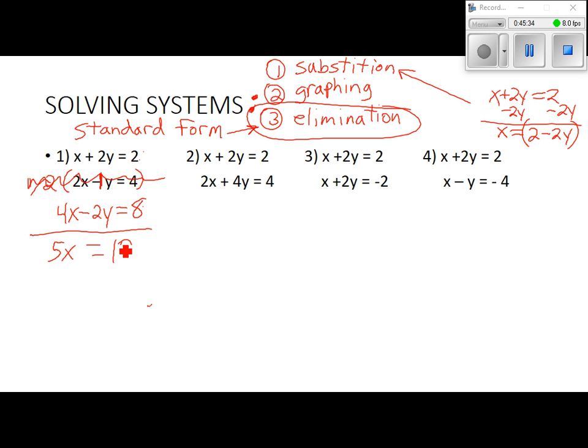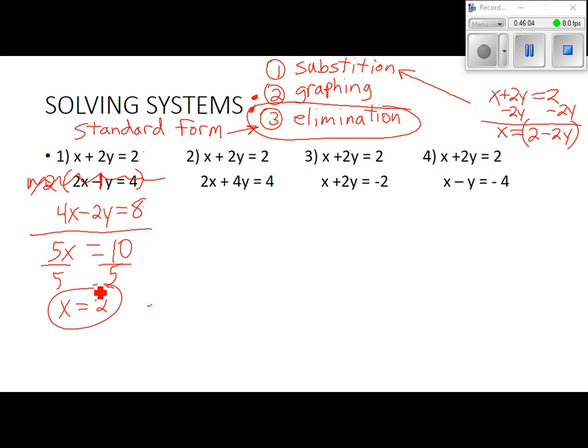What's nice about this new equation that we have? We can solve it. Why? Because it only has one variable. It doesn't have both x and y in it. It's just got one x in it. How do we solve it? Divide by 5 on this side. What's x equal? 2. That's part of our answer.